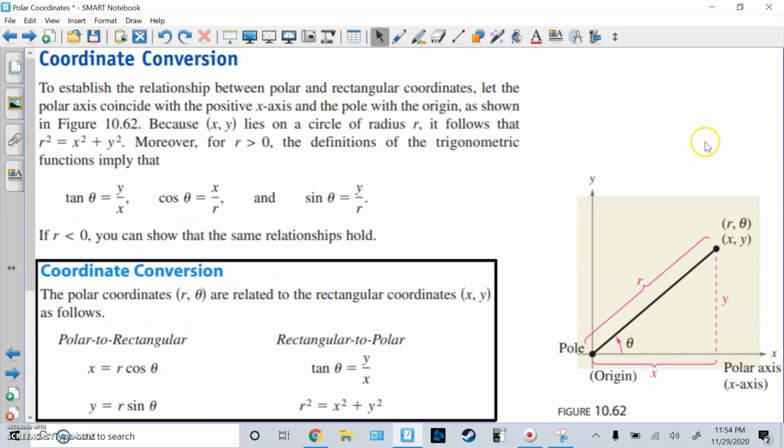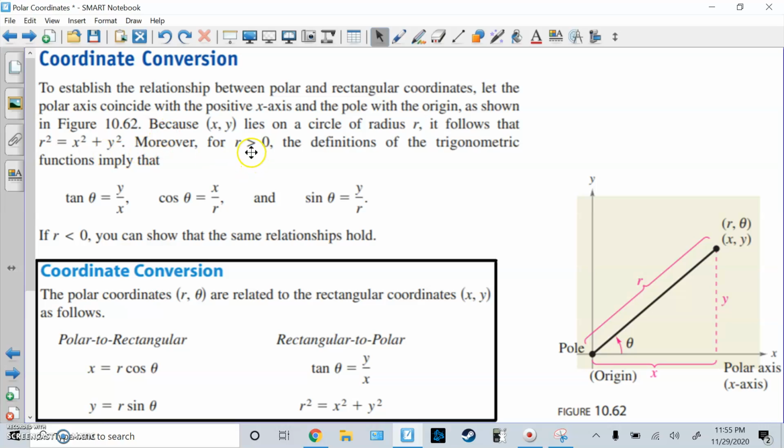The most important thing though is coordinate conversion. To establish a relationship between polar and rectangular coordinates, let the polar axis coincide with the positive x-axis and the pole with the origin, just like this picture. Because x comma y lies on a circle of radius r, it follows we can write r squared equals x squared plus y squared. That's just the Pythagorean theorem.